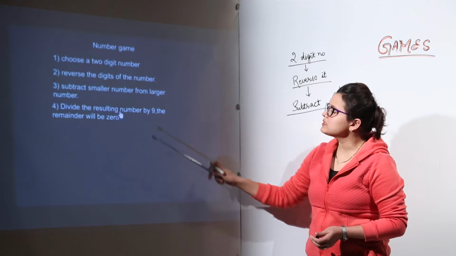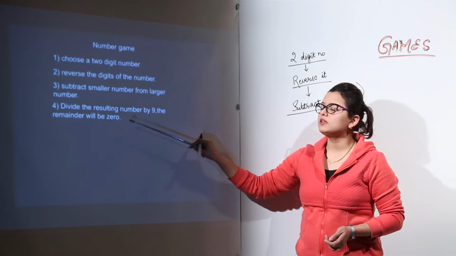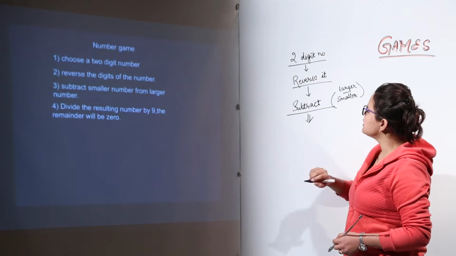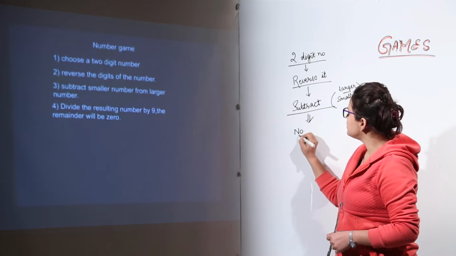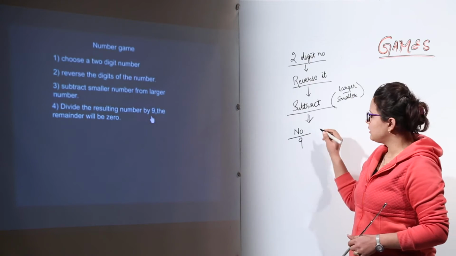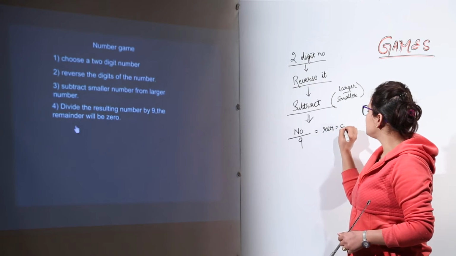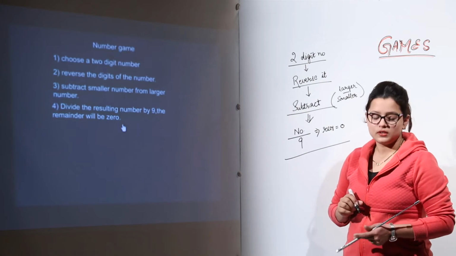Now next step is dividing the resulting number by 9. You would find the remainder to be 0. Whatever is the resulting number is to be divided with 9. Then your remainder must be coming equal to 0. That is to be done, right?